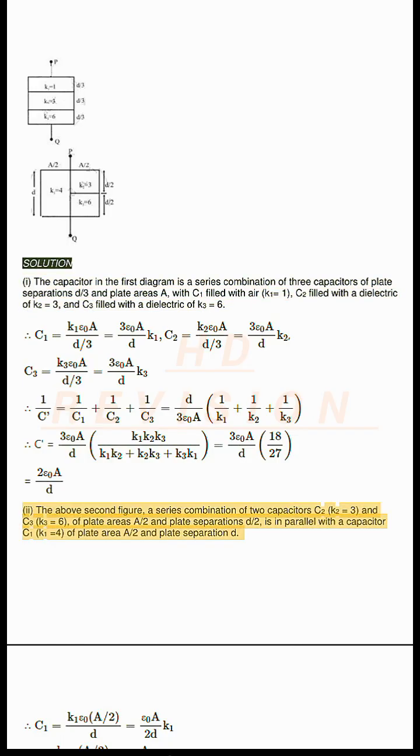II. In the second figure, a series combination of two capacitors C2 with K2 equals 3, and C3 with K3 equals 6, of plate areas A/2 and plate separations d/2, is in parallel with a capacitor C1 with K1 equals 4, of plate area A/2 and plate separation d.